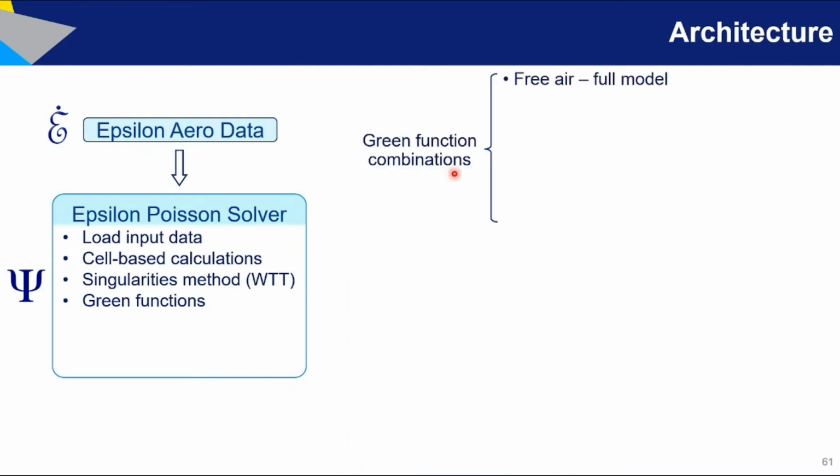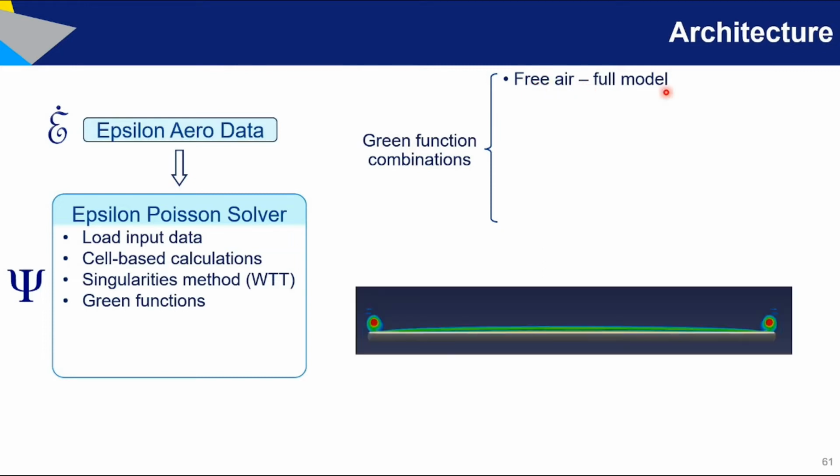And that's what I call green function combinations, because the green function will change depending on the case. The first case that I will cover is the free air full model. That is, let's say that you have performed a CFD simulation of the entire object. So you actually have the entire wake simulated. And in that case, you have to apply this green function.